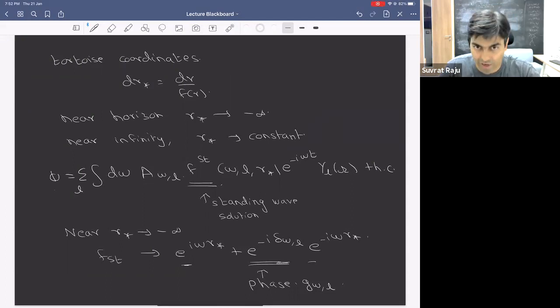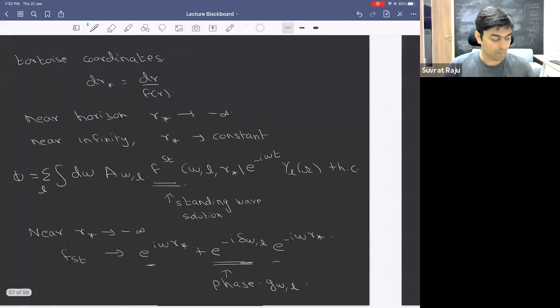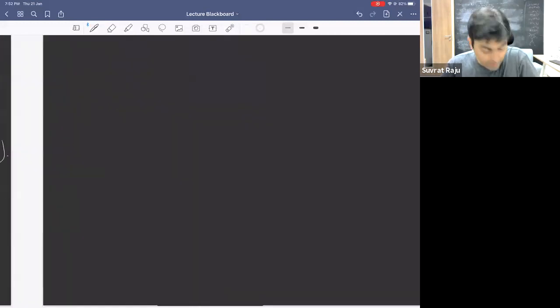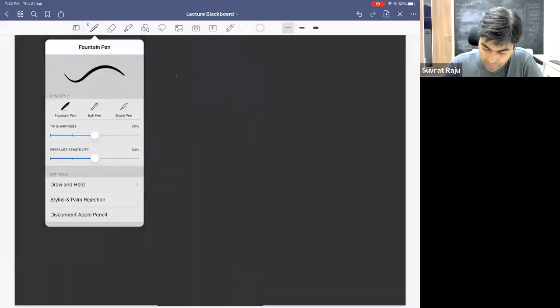But the result that you need to remember is just that if you look at the expansion of the field near the horizon, it has this term which looks like e to the i omega r star, which I chose to normalize with a factor of 1. It has another term which looks like e to the minus i omega r star, which comes now with an e to the minus i delta omega l. And the reason these terms have to come together, I'm not allowed to have independent coefficients for this one and this one, is because I impose normalizable boundary conditions at infinity, which allowed me to have only standing wave solutions.